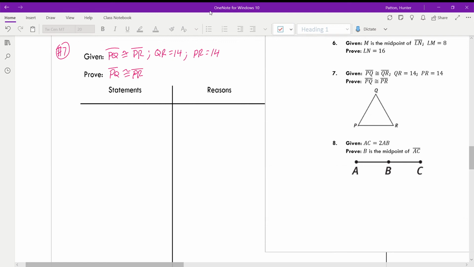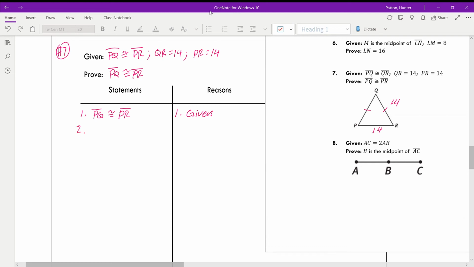Okay, so let's go about this, marking up our triangle a little bit. PQ and QR are congruent. I know that QR is 14, and PR is 14. If I know that those are both 14, then PR is going to be congruent to those two. Let's go about doing it. This is what I know so far. Step 1, segment PQ is congruent to segment PR by given.